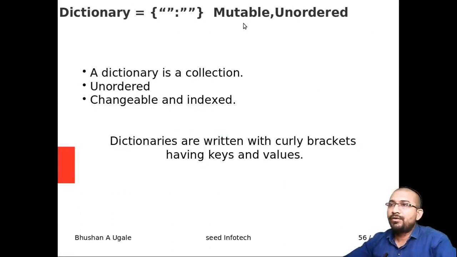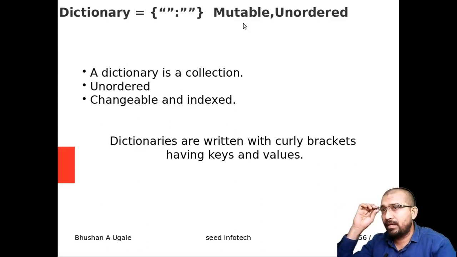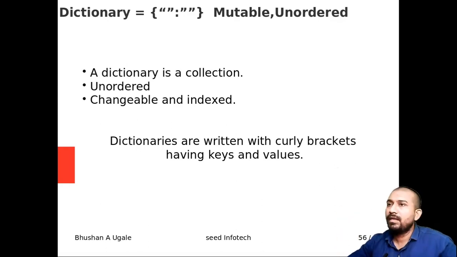Okay, now here guys, the third data structure is dictionary. If you want to make a dictionary, then we require curly braces with colon inside it. It is mutable and it is unordered, but later on we will see why it is unordered and why we call it mutable. The first thing we need to know is that a dictionary is a collection, just like list and tuple. It's unordered, changeable and indexed. Dictionaries are written with curly brackets having keys and values.